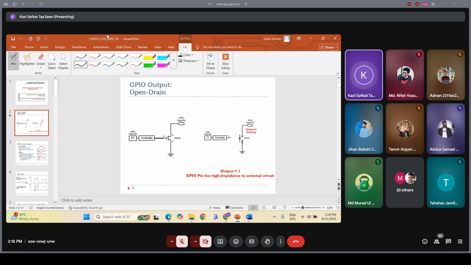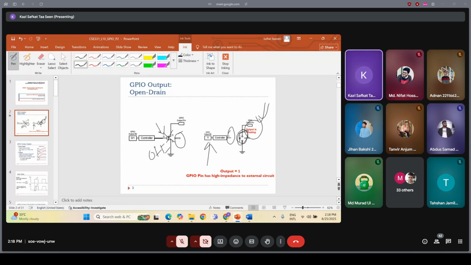You can see whenever this output bit is 1, what happens? The controller inverts it through 0, and 0 enters the gate terminal of the MOSFET. This is an NMOS, so that's why your MOSFET turns off. Whenever it's off, you replace that using an open switch. Now you see, whenever you have an open switch here, it causes this output to float.